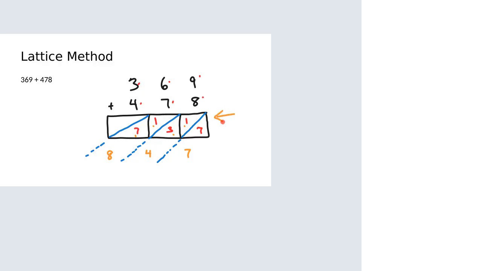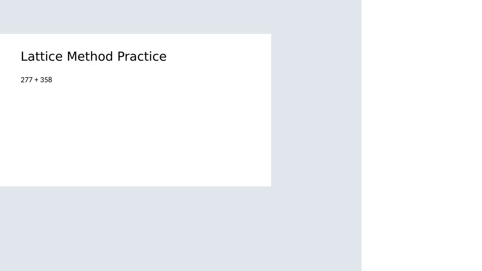The lattice takes care of the carrying for us. When we did 9 and 8 is 17, when we put that 1 in this position, we were essentially putting it in the tens column. When we did 6 and 7 is 13 and we put this 1 here, we were essentially putting it in the hundreds column because of those diagonal lines. And then we get 847. We don't have to think about carrying. It's built right into the picture. Are there any questions about this before I have you try one using the lattice method? Okay. I want you to try 277 plus 358 using the lattice method.